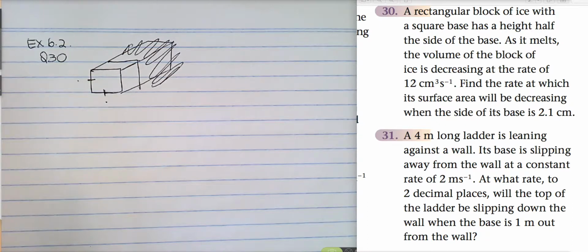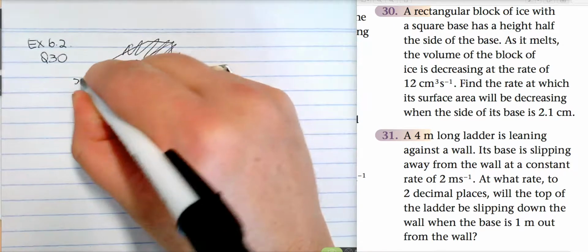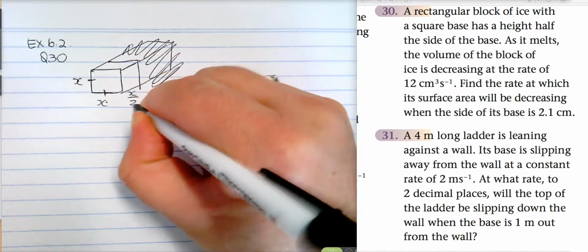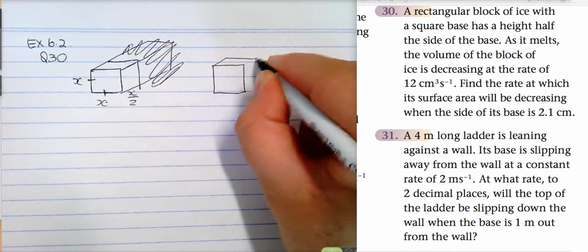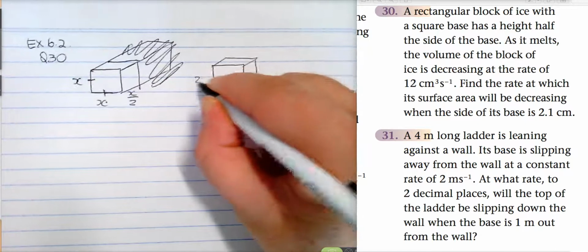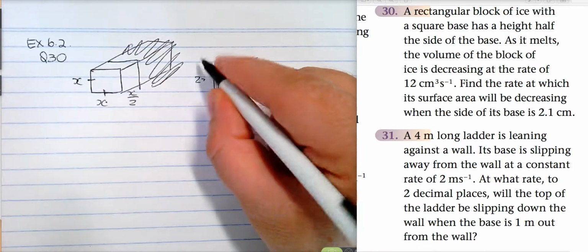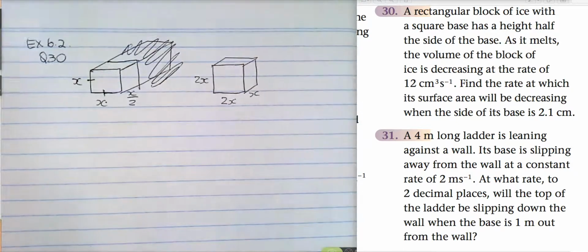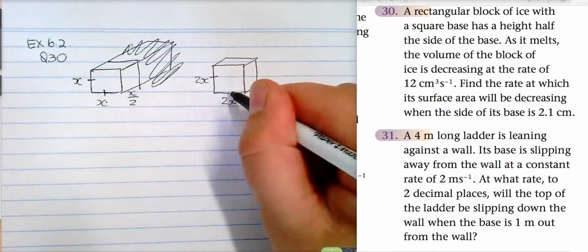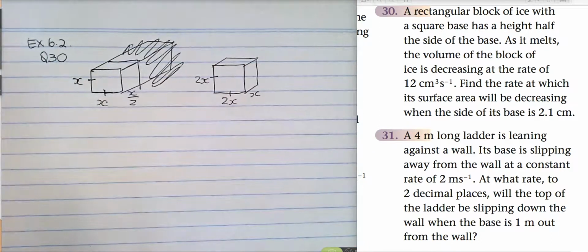So what are you going to let the base be? Well, if you let the base be x and x, the other one's x on 2. Do you really want to be dealing with fractions? So you can go x, x, x on 2, but I don't like that. I think that you should do 2x, or you can call it s, it doesn't matter. You can go 2x, 2x, x. I think it's going to be a lot nicer to work with if we do that.